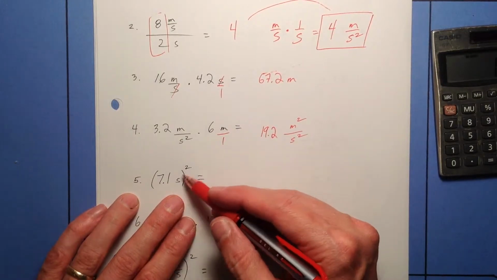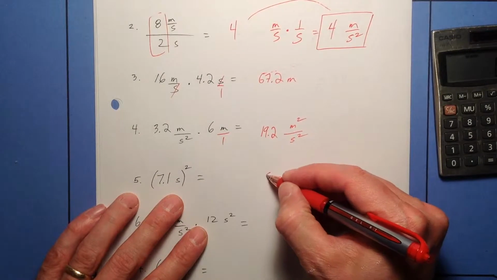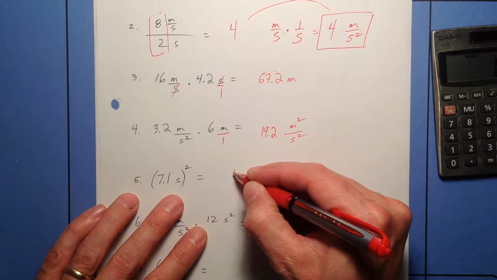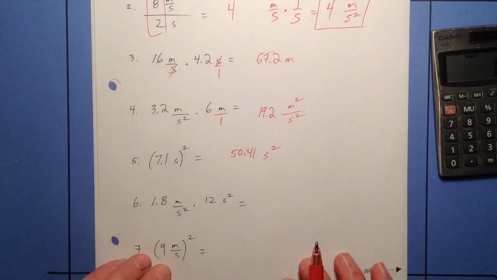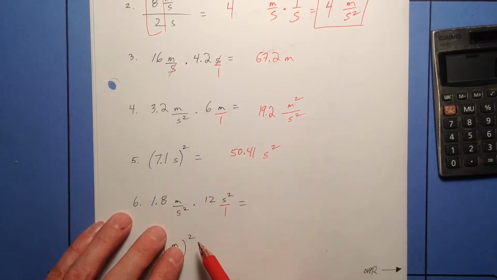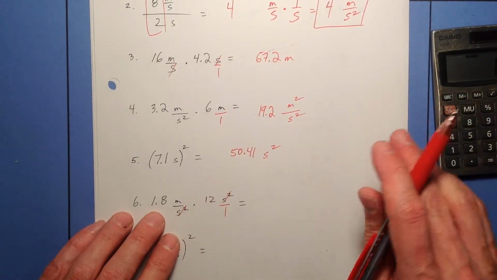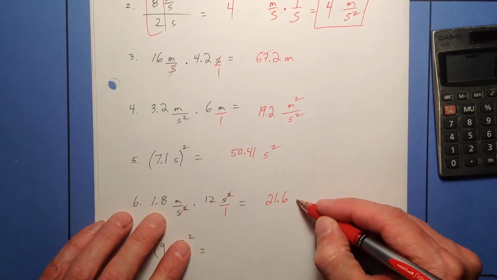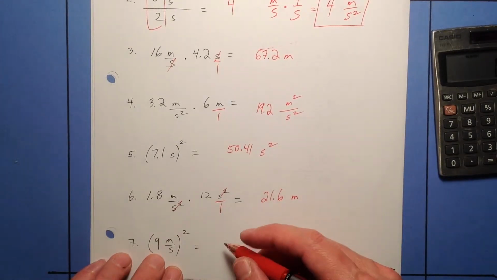7.1 seconds squared. So it's just basically seconds times seconds, which is going to give you seconds squared. 7.1 squared, if you were to do that, would give you 50.41, and that's second squared. This one here, let's see, we'll get that over 1. This is multiplying here. And look, second squared and second squared will cancel out, and then 1.8 times 12 will give you 21.6, and then the answer will be meters. Okay, 9 meters over second squared.